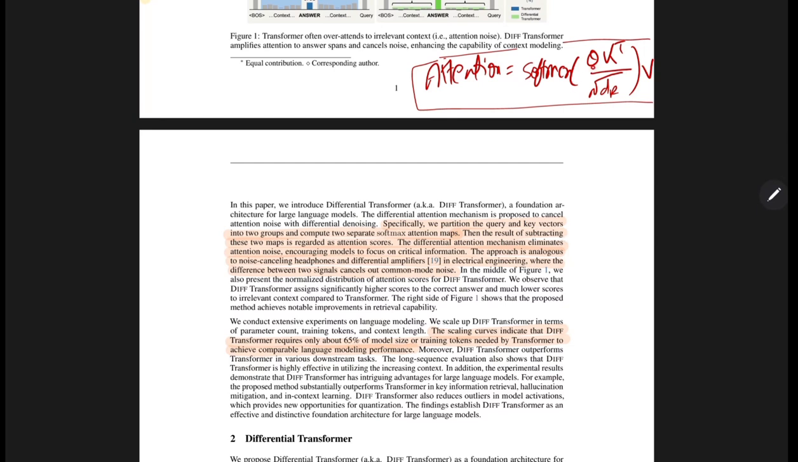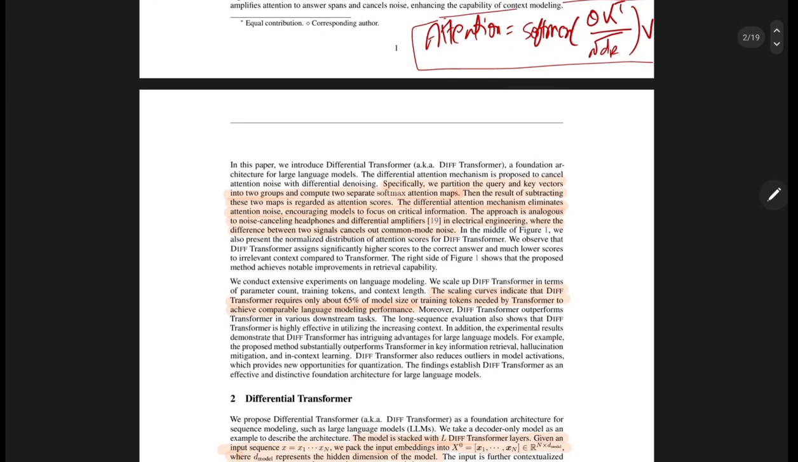So what are you going to do? You are going to divide the query into Q1, Q2, and what are they saying? K equals K1 and K2, right? And then you're going to have a separate function for both of these two groups, and then you're going to have a subtraction, and then you're going to get the softmax out of it. Cool. And they are saying that they got this inspiration from noise cancelling headphones and differential amplifiers in electrical engineering.